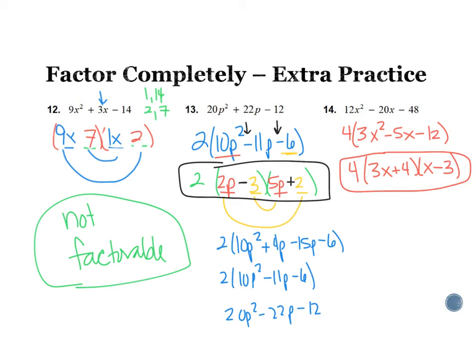All right, hopefully you pulled out the GCF of 4, and then your trinomial that was left did factor into 3x plus 4 and x minus 3.